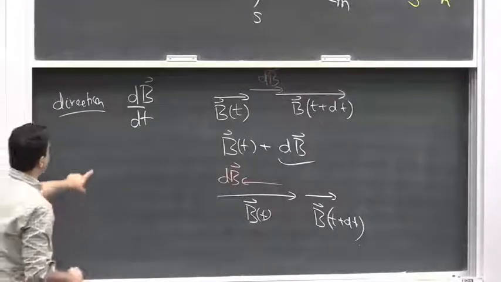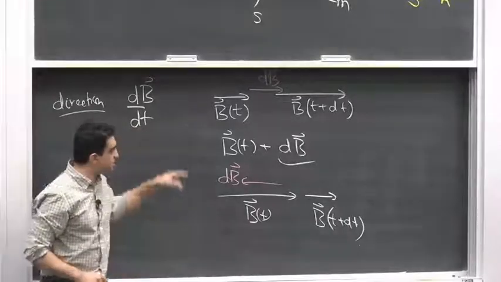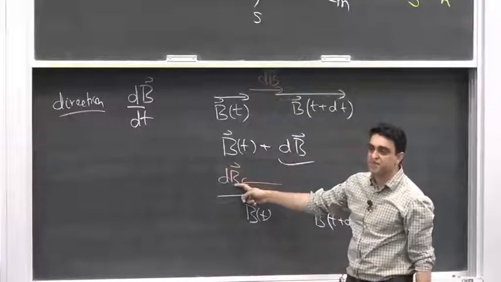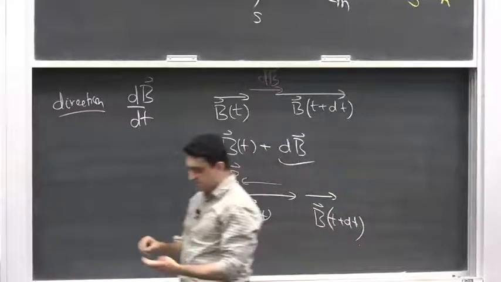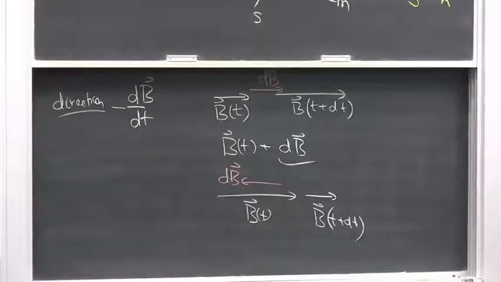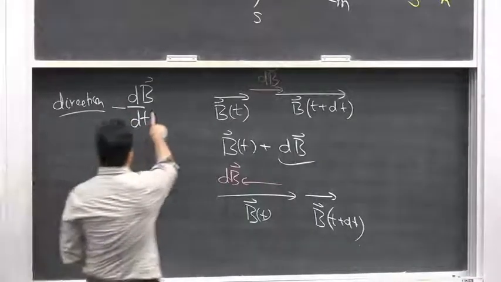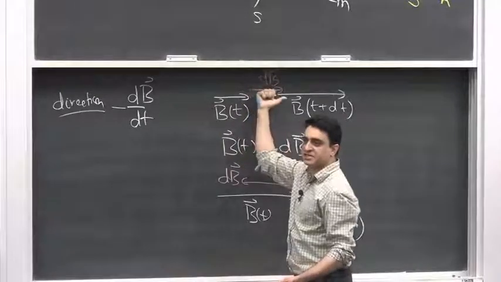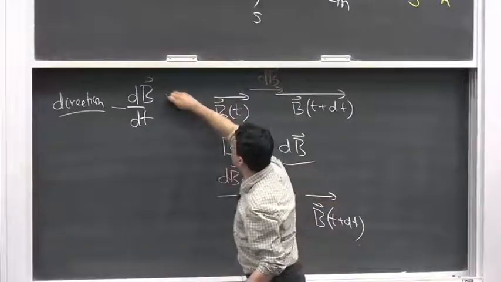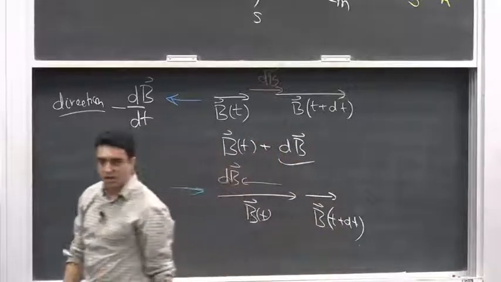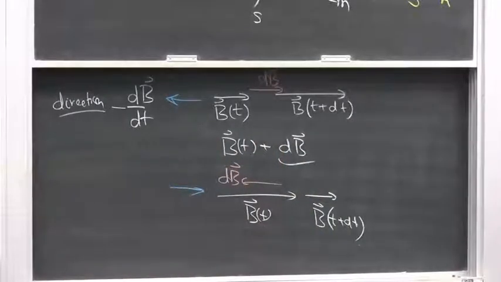So you get the direction of dB by dt, which is that direction in that case, and this direction in that case. What would be the direction of minus dB by dt? It's the opposite. So in this case, dB by dt is in this direction, minus dB by dt would be in this direction. In this case, it would be the other way around. True?